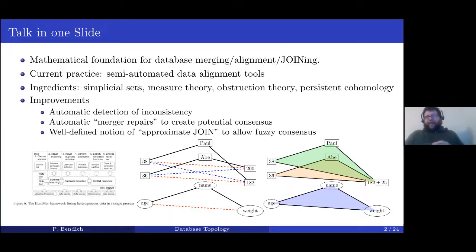A lot of the mathematical contribution we make is to show that you can actually phrase the database problem in the language that the Steenrod machinery can then come down and handle. Where persistent cohomology comes in, and this is really very novel for people doing this database merging problem, is that we're able to define a notion called approximate join, where you say, here's one data table, here's another data table, here's something that approximately joins them, and it allows the notion of fuzzy consensus. That's where the measure theory comes in, essentially with Wasserstein distances between each. So that's the talk in one slide.